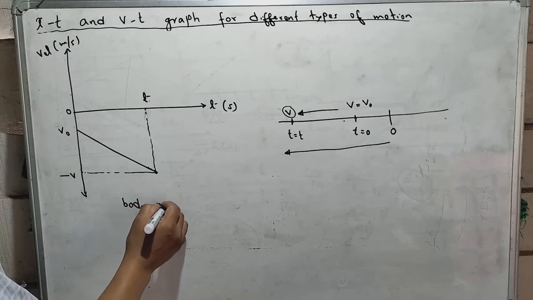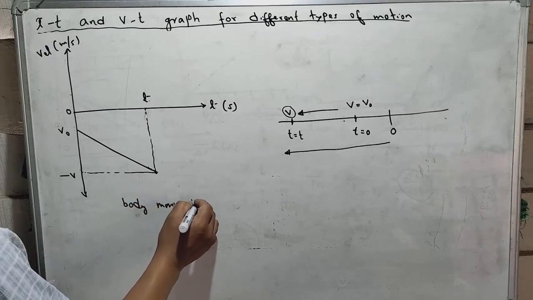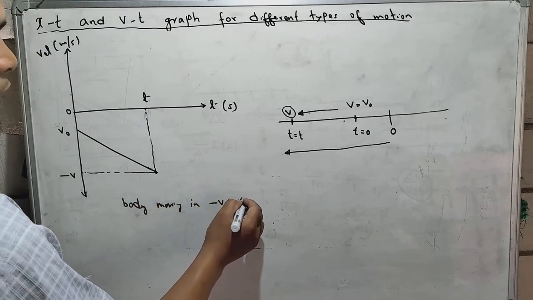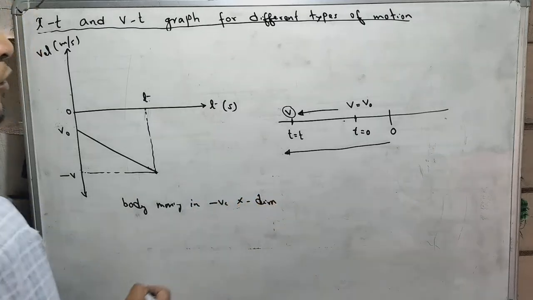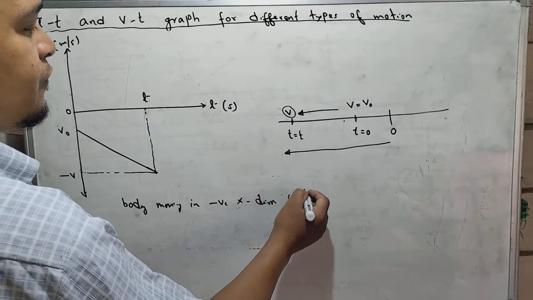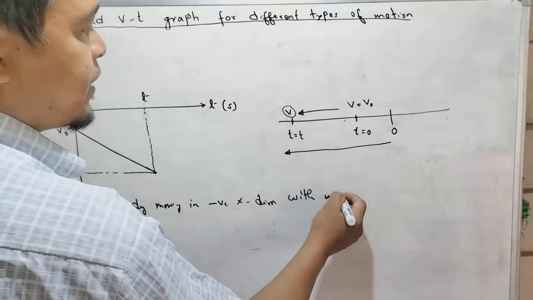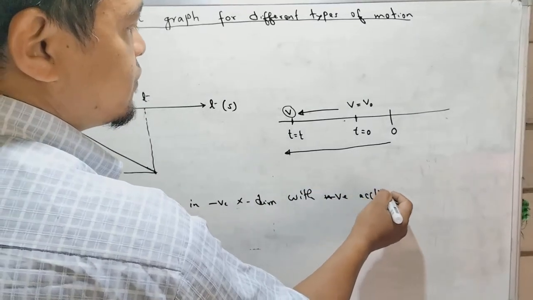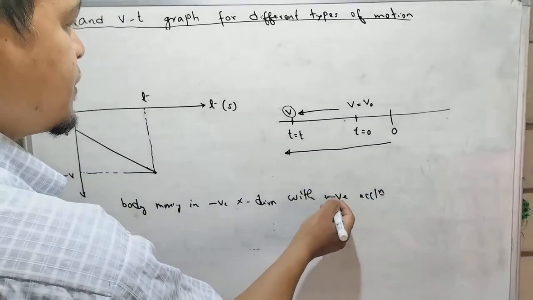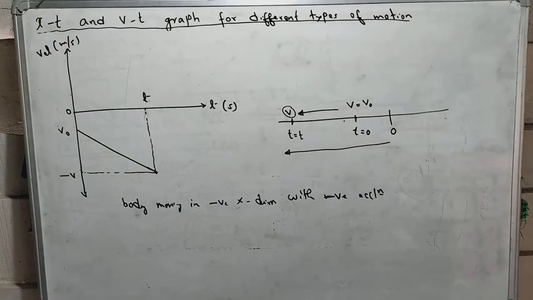So this type of situation is a v-t graph for a body moving in the negative x direction with negative acceleration. So this is the type of graph that we are getting in this case.